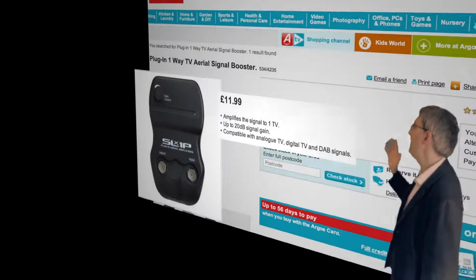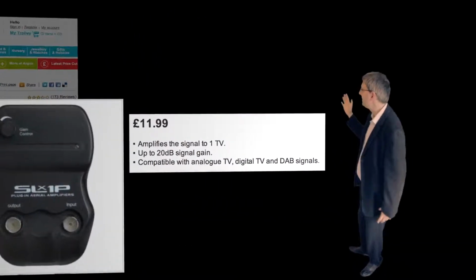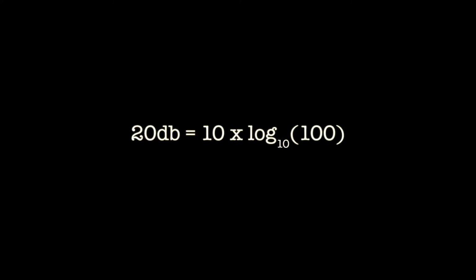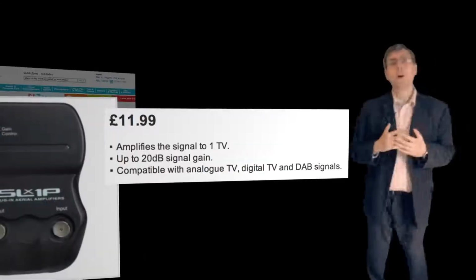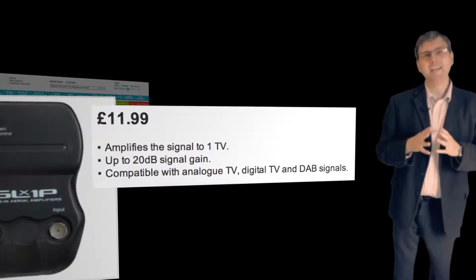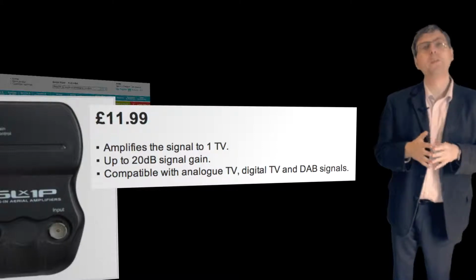It's not just sound, of course, that's just one example. This is a TV amplifier bought from the Argos shop. They say the gain, the increase, is 20 dB. 20 dB is equal to 10 times log to the base 10 of 100. On Argos's website, where they say it has a 20 dB gain, what they mean is it's a 100 times increase from the original signal.